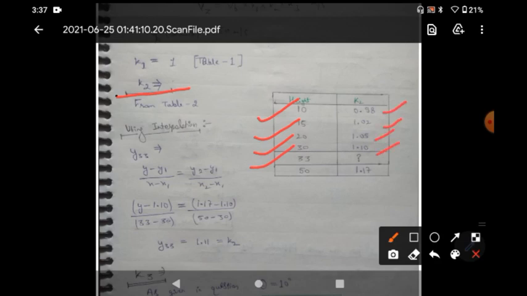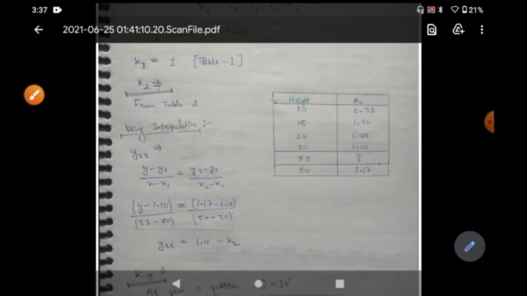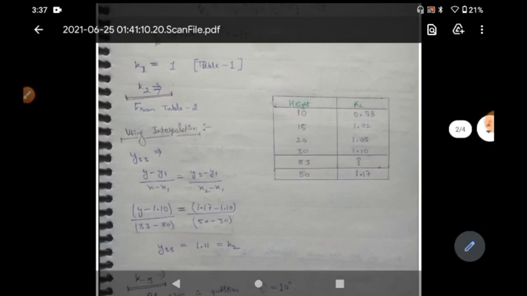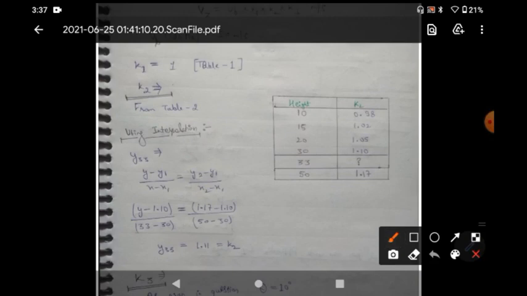Now, as I told you, for the height of 33 meter it is not given in the table, so we need to interpolate here. For interpolation, this is the basic formula for linear interpolation. Here we will consider this 30 meter as x1, this 33 as x, and 50 meter as x2.